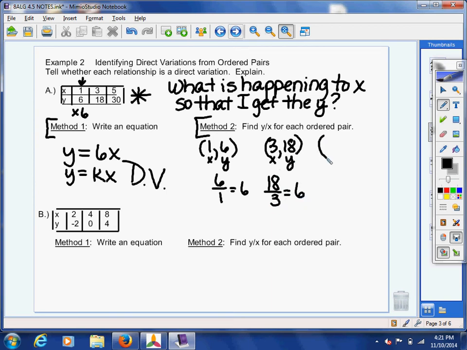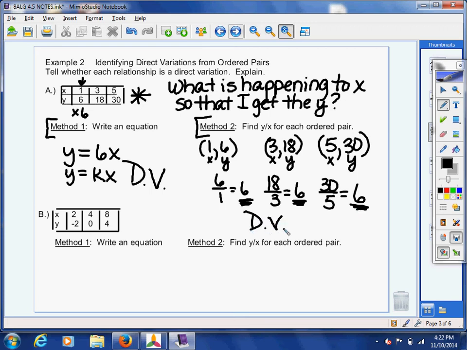And then your third ordered pair is 5, 30. Now 5 is x, 30 is y. Remember, we're doing y over x. And 30 divided by 5 is 6. Notice they all equal the same number. They all have the same ratio of 6. Y over x in each ordered pair is 6. This is a direct variation.